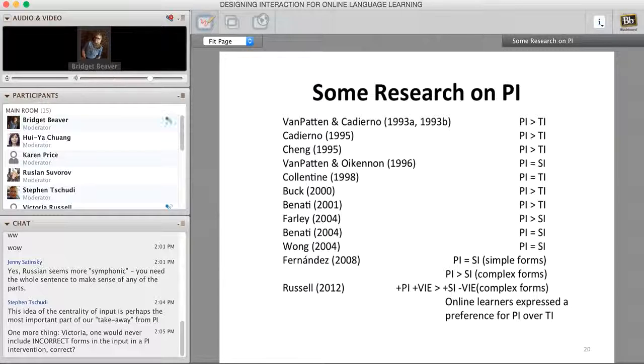Any other questions? So in the chat, Stephen just mentioned, he said, this idea of the centrality of input is perhaps the most important part of our takeaway from PI. So he said, one more thing. He has one question for you, Victoria. He says, one would never include incorrect forms in the input of a PI intervention, correct?